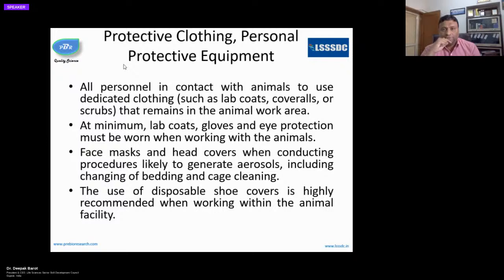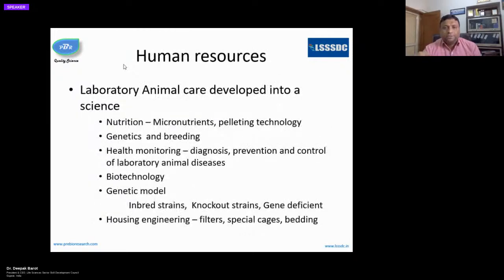Protective clothing, personal protective equipment. So it has evolved as a complete science. It's not related only to zoology or veterinary, but anybody who is interested in nutrition, genetics, microbiologists, biotechnologists, any of these people can work in an animal facility, because each one will have their role as per their qualification, right? You can do all kinds of testing, microbial assays, primary culture, secondary culture preparation from animals if you are a biotechnologist or a microbiologist.